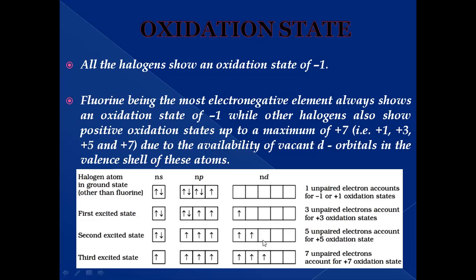So obviously it will have an oxidation state of +5. In the third excited state, the electron can easily jump to the nd orbital and can have 7 valence electrons. So obviously it will have an oxidation state of +7. So that is how they can show +3, +5, and +7 oxidation states, which fluorine will not be able to show because of the absence of d orbitals.